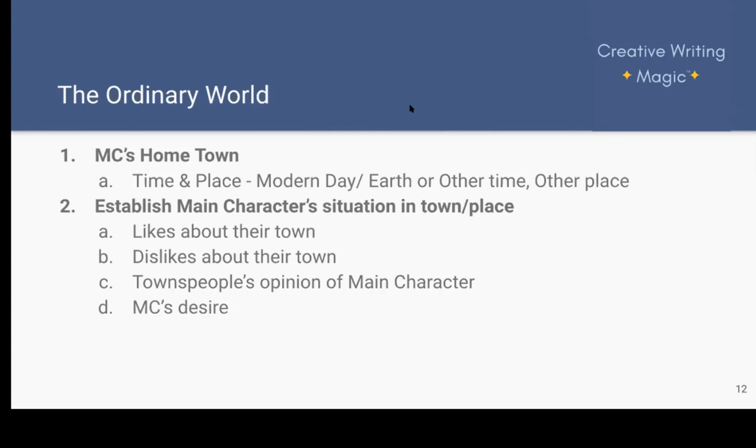And then in this world, we want to establish the main character's situation. So we want to embed the main character firmly into this ordinary world. And we talk about the likes of their own town, the dislikes, the townspeople's opinion of the main character, and most importantly, establishing the main character's desire. And that desire is what's going to push the story forward.